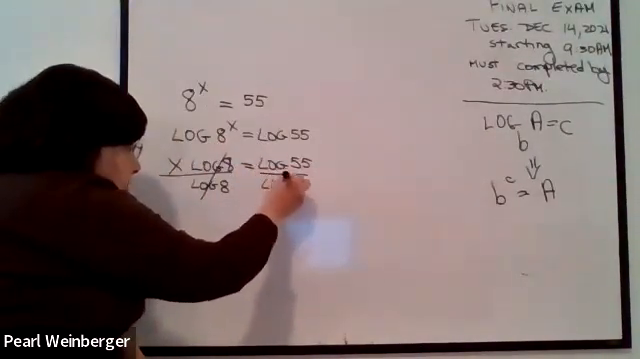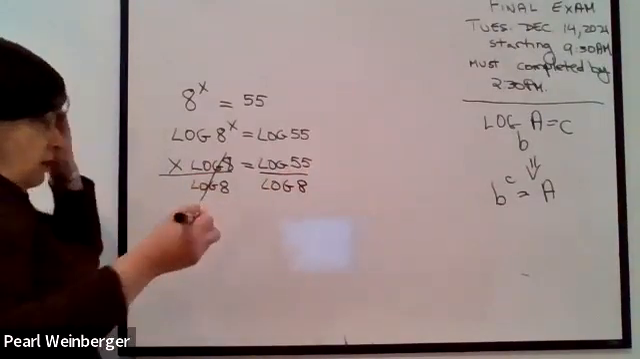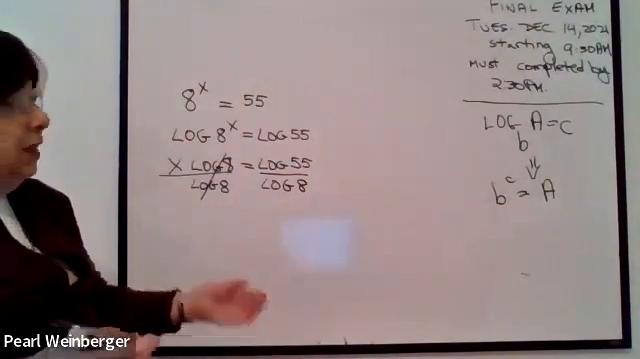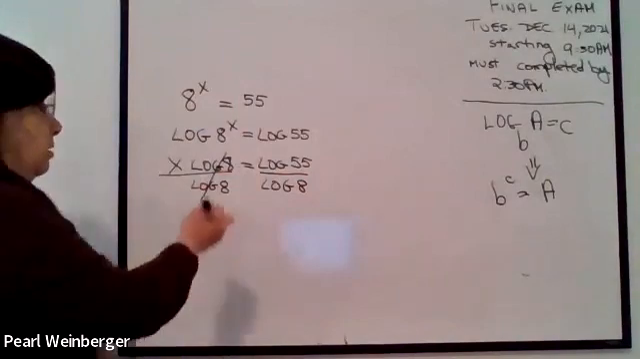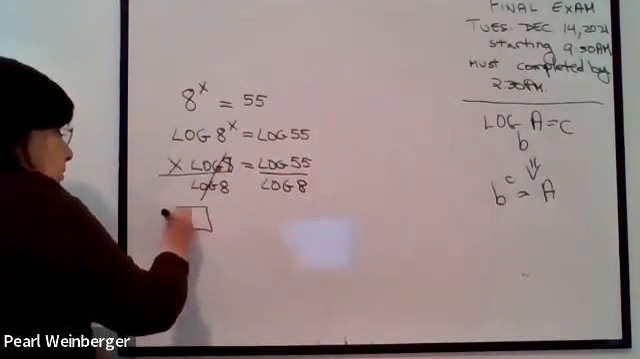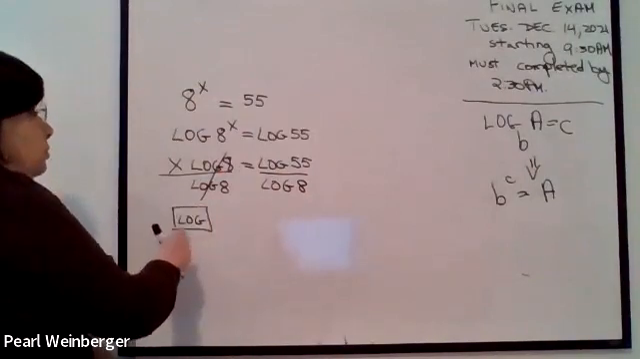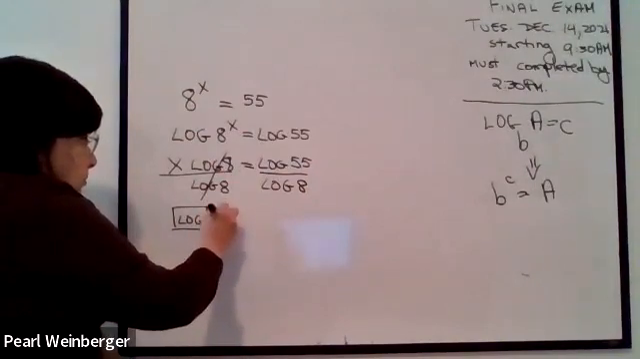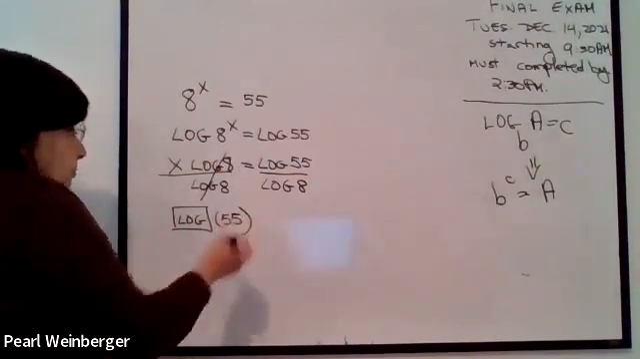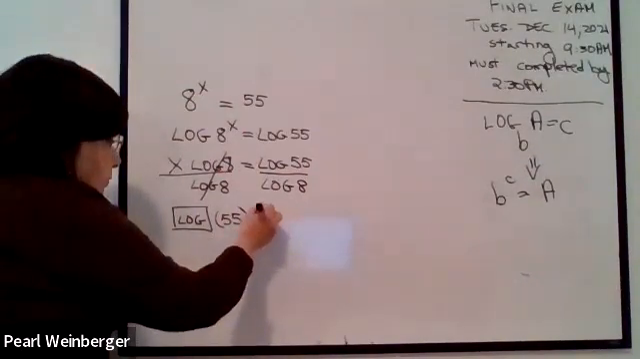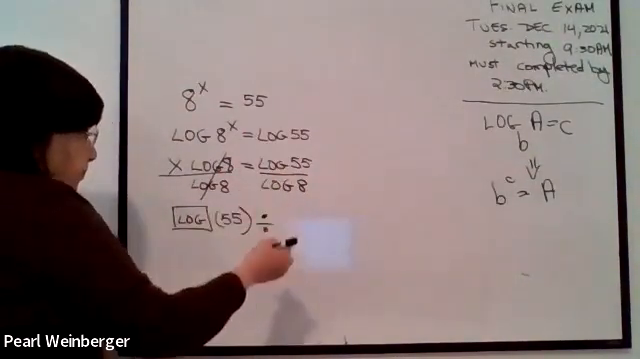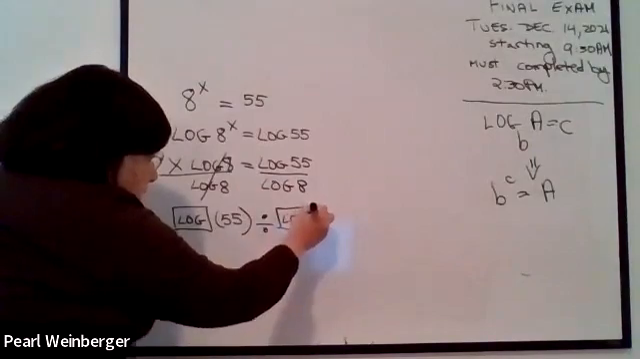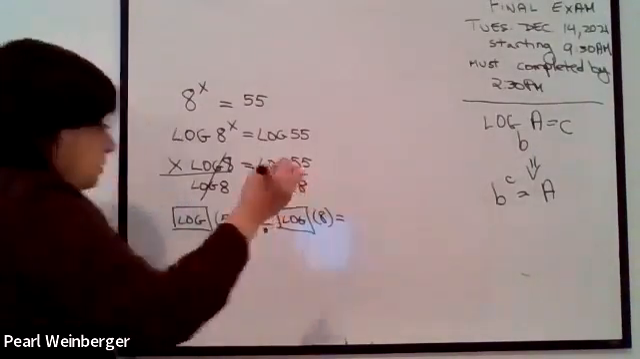And I'm in my calculator. That's the beauty of this. If I used a different base, I wouldn't necessarily be able to use my calculator. But here I can use the calculator. I press my log button. Remember, the log button means log base 10. I put in the 55, making sure to close that parentheses. I then divide, because I want to do the bottom of the fraction. Again, I press my log button, and I put in the 8, and then I press equal.